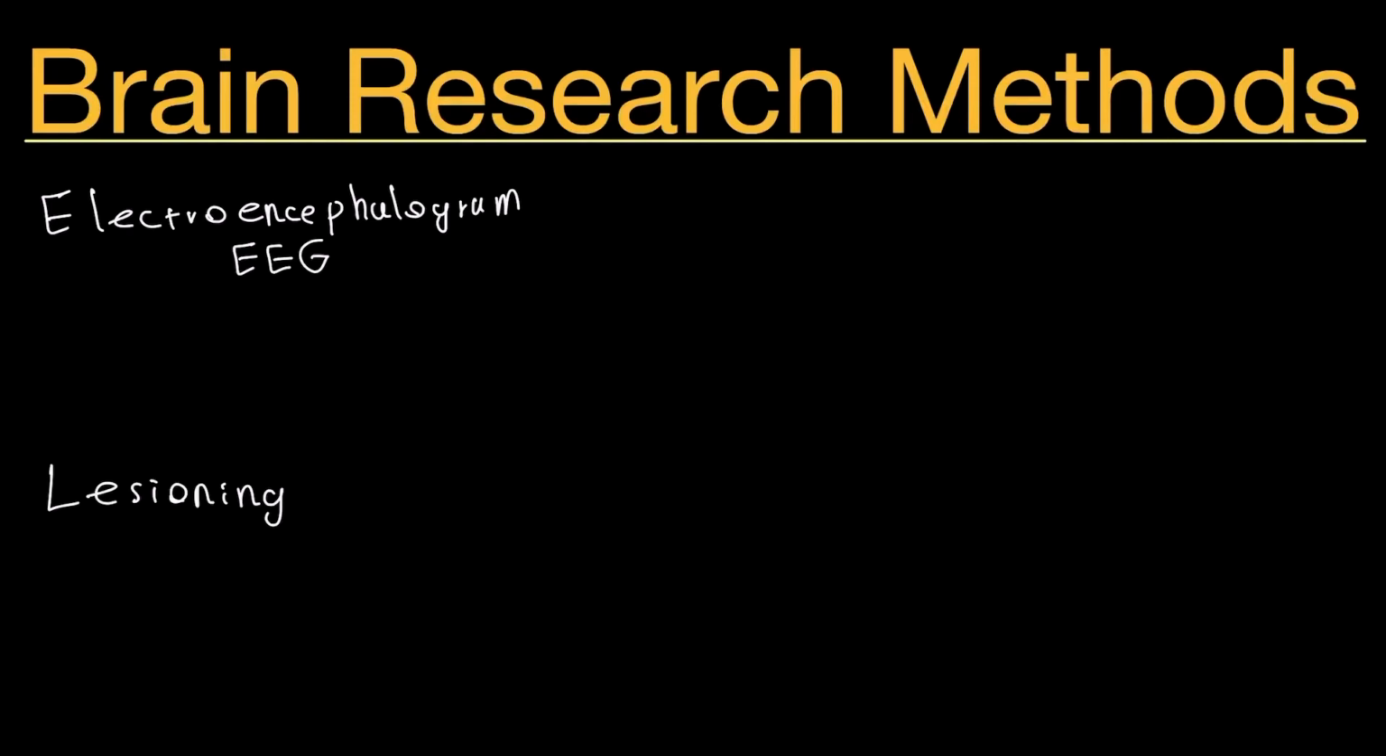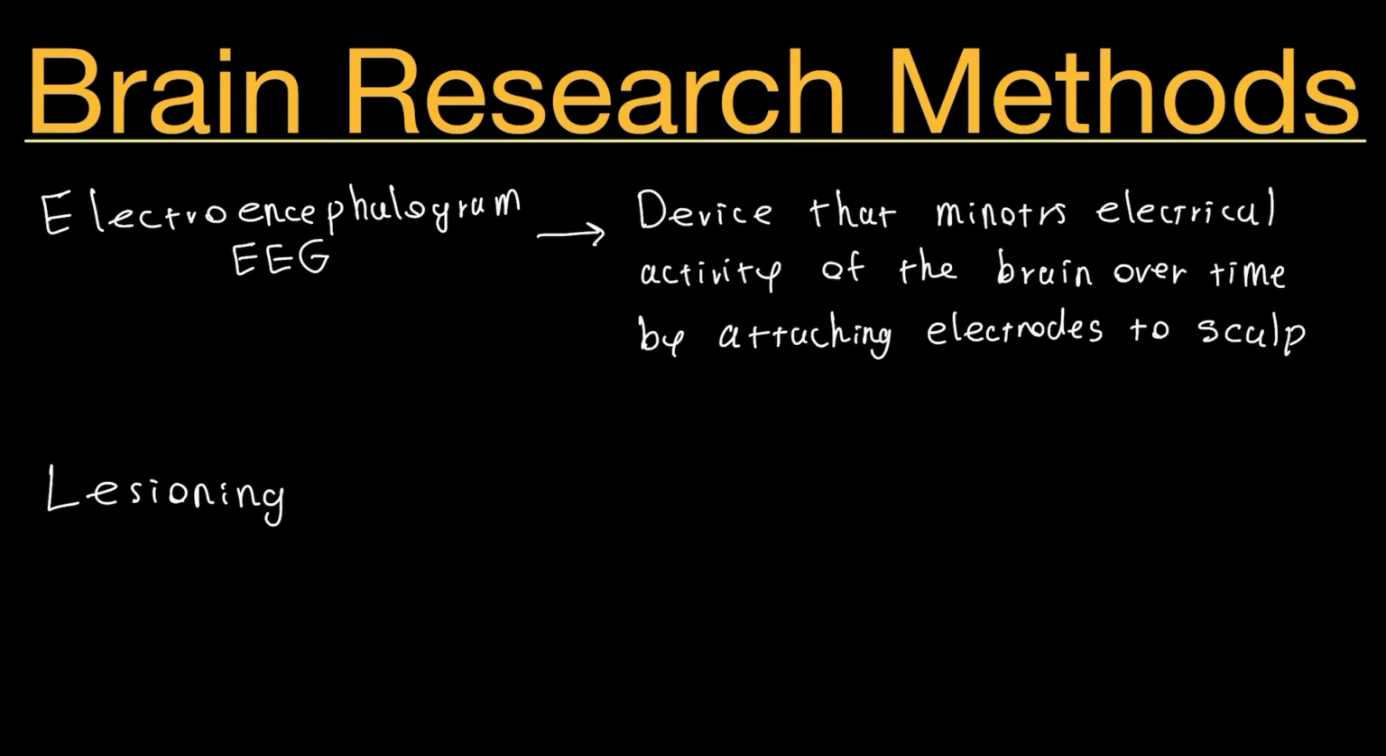In this video, we're going to talk about brain research methods. So the first one is called electroencephalogram, or EEG. This is a device that monitors the electrical activity of the brain over time by attaching electrodes to the scalp. So it uses the electrical activity of the neurons in the brain.